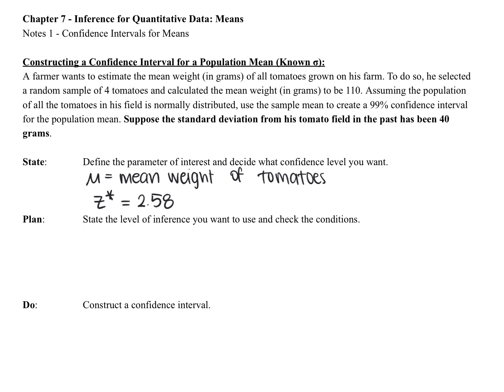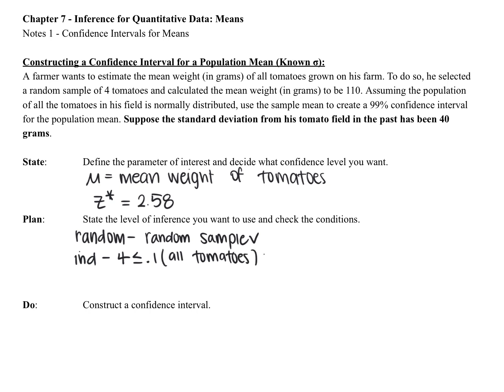So the next thing we want to do is go ahead and check our conditions. Just to refresh, for random, we're looking for either to say SRS or random sample, and in this case, it does say that he selected a random sample. Then we'll check independent, so 4 has to be less than or equal to 0.10 of all tomatoes, and we'll just go ahead and assume he plants at least 40 tomatoes. And then lastly, for normal.